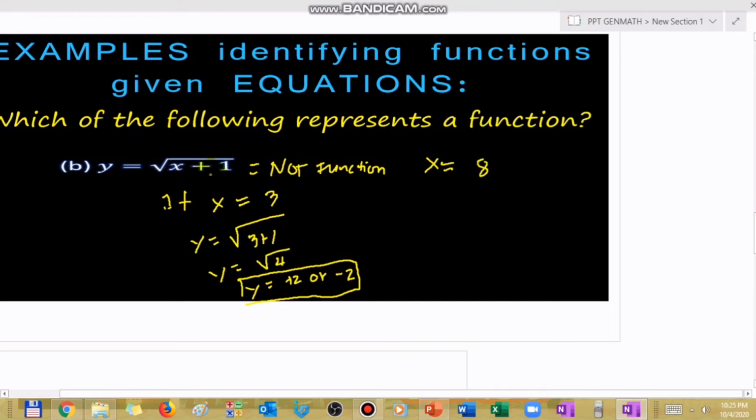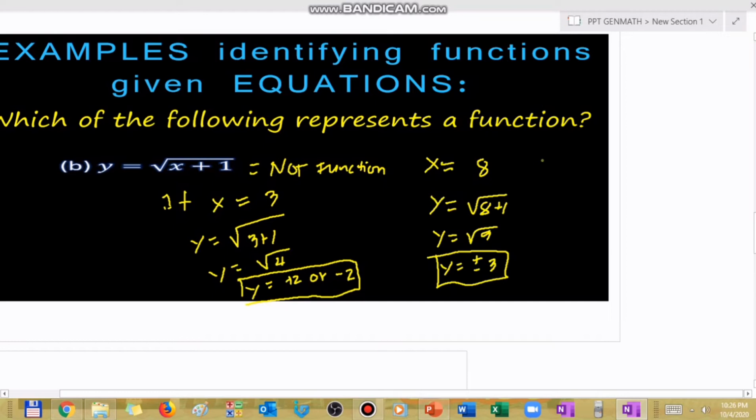So if x is 8, y is equal to the square root of 8 plus 1. y is equal to the square root of 9. The square root of 9 is either positive or negative 3. Again, we have two values of y if x is 8. Meaning, this is confirmed not a function.